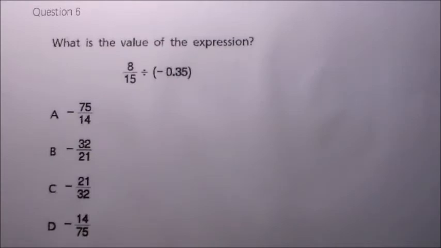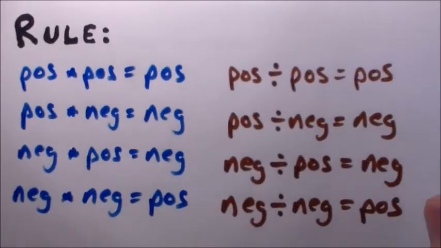Okay, next one, question 6. What is the value of this expression? 8 over 15 divided by negative 0.35. And you're like, oh, what's my rule? So let's go back to the rule.